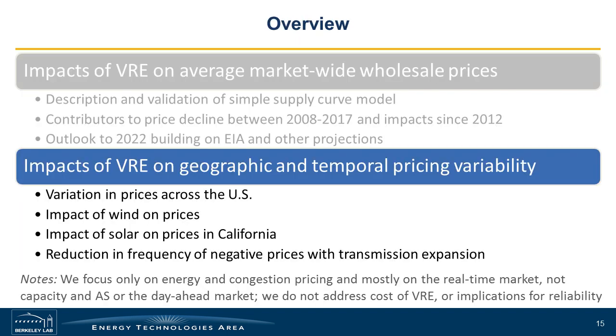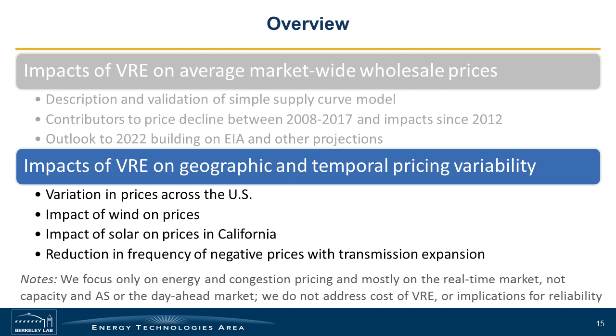Okay, so that previous analysis was all based on that simple supply curve model I talked about earlier. But that model cannot capture some of the more granular changes in the distribution of prices, changes in the temporal patterns of prices, and changes in the geographic patterns of prices. So to complement that analysis, this next section examines historical market pricing trends and VRE impacts at smaller regional and local levels through analysis of historical patterns of nodal wholesale power and energy prices.